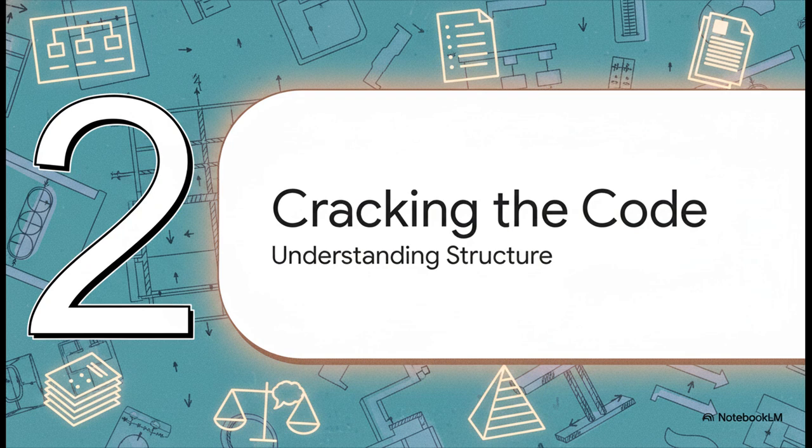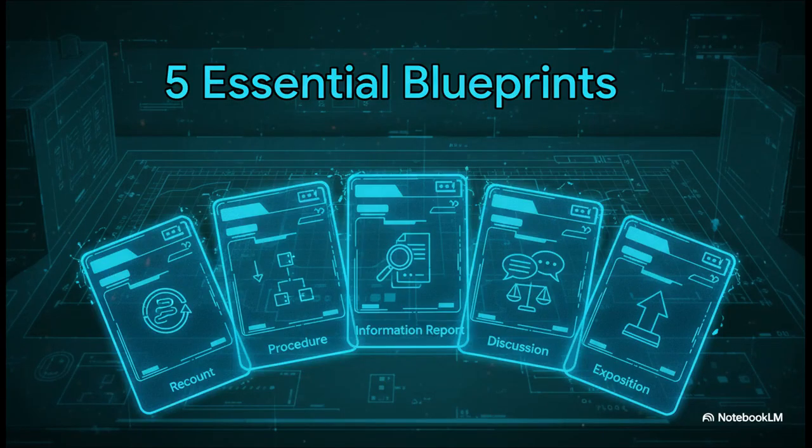Okay, so we know the problem. Now, how do we fix it? That brings us to Section 2, cracking the structure code. It turns out there are 5 essential writing blueprints that cover, well, pretty much anything you'll ever need to write. We've got the recount, the procedure, the information report, the discussion, and the exposition. Let's get to know your new toolkit.